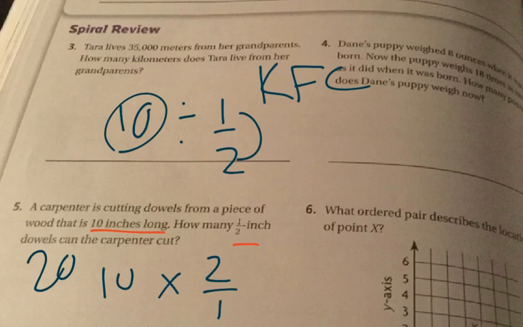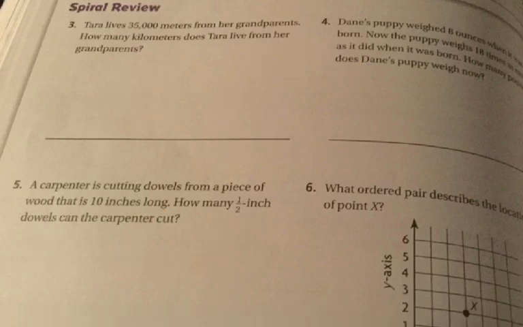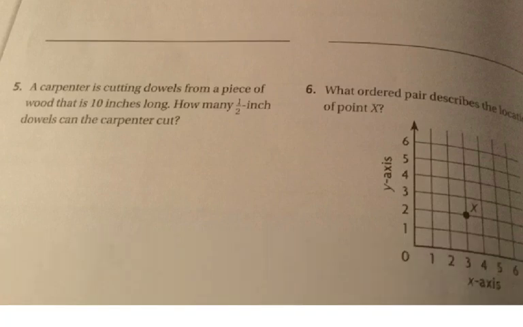And last question. Oh, but I didn't take a good picture. Oh, there it is. You can see it. What is the ordered pair of x? So I'm over 3, up 2. So it'd be 3 comma 2 because x comes first.